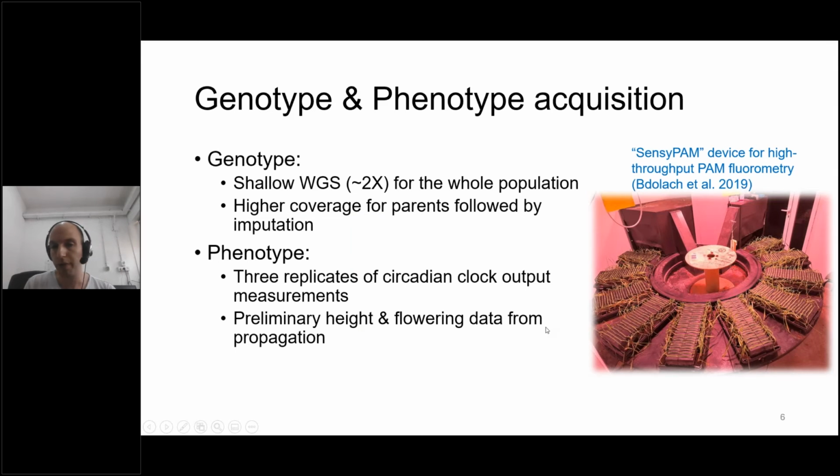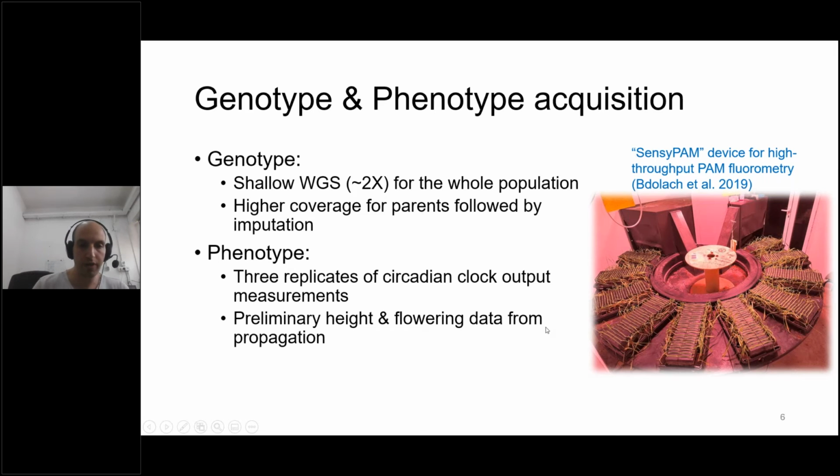Okay, so where are we standing? Or what are our nearest plans using this population? First of all, regarding the genotype, we are using low coverage whole genome sequencing for the whole population. And for the parents, we're also doing whole genome sequencing with a higher coverage. This higher coverage information will be used to impute more SNPs in the population where we know that the introgression exists, but where we have lower coverage.